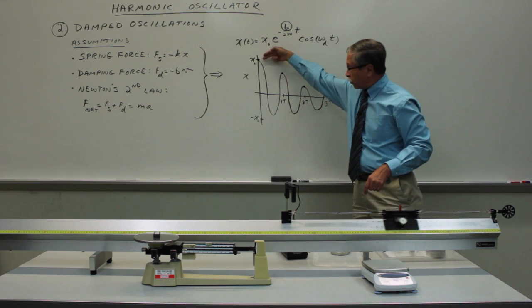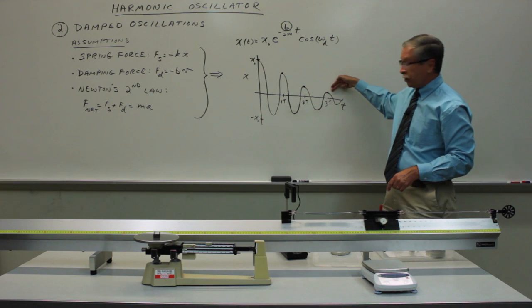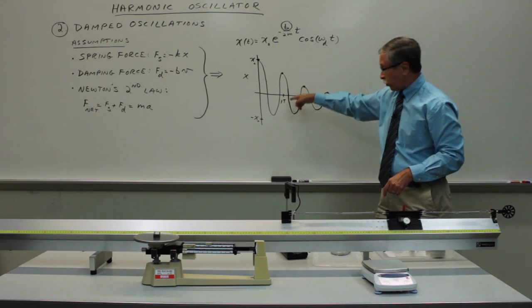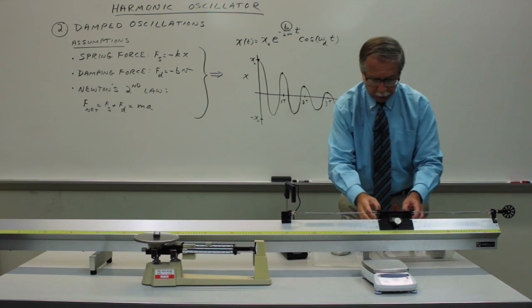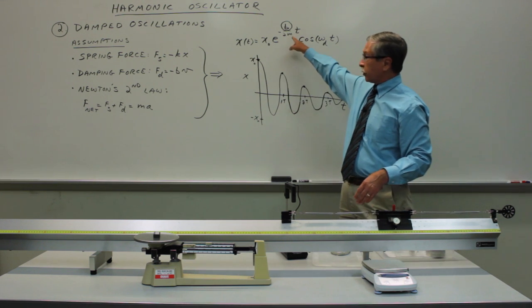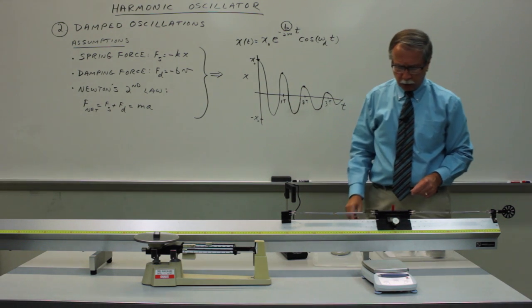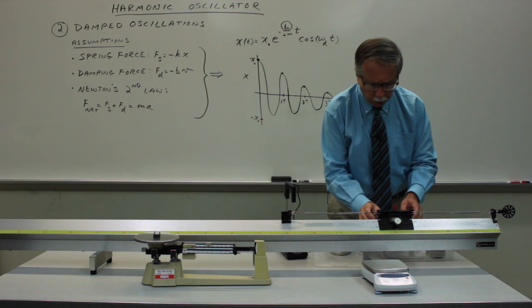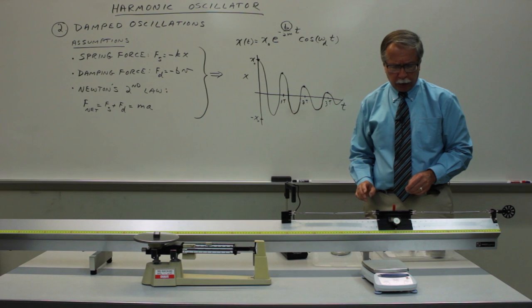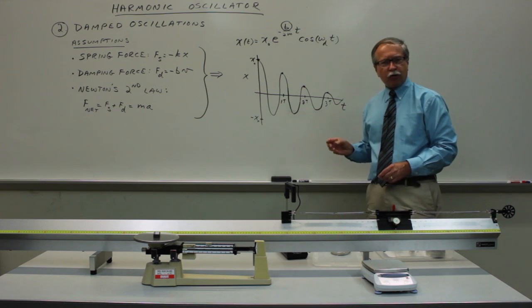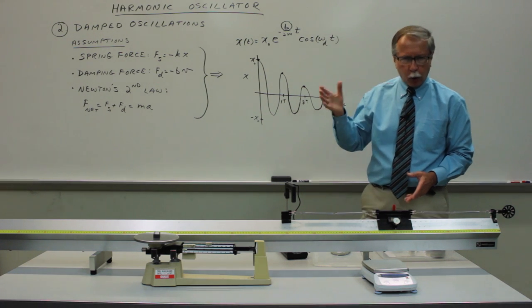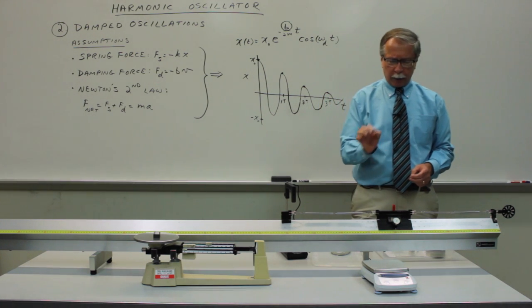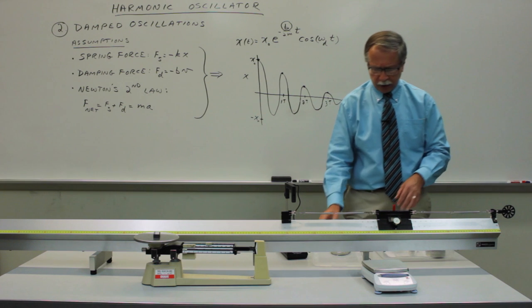So the idea will be to plot the position of the glider after each complete cycle of oscillation. And from that information, you'll be able to extract what the damping constant is. Now, another issue with the damping: the period of oscillation is not quite what it was without the damping. It's slightly longer with the damping.